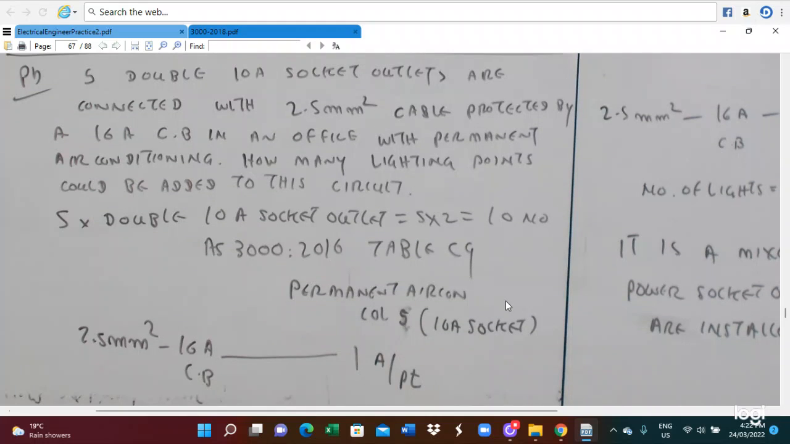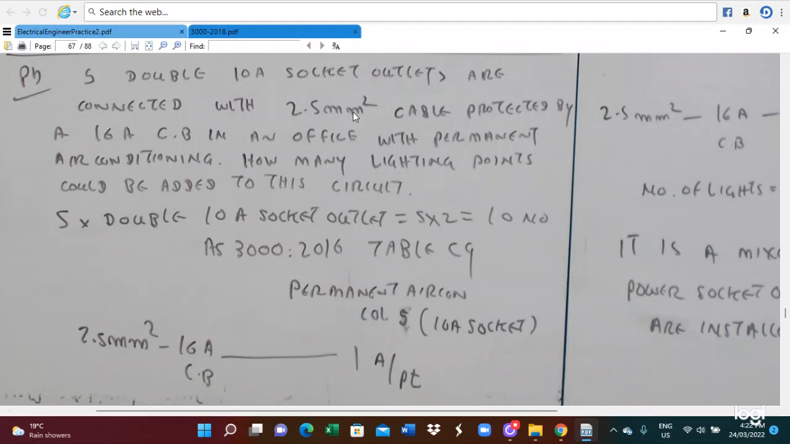The next one is 5 double 10 ampere socket outlets. They are connected with 2.5 millimeter square cable, protected by a 16 ampere circuit breaker, in an office with permanent air conditioning. So the cable size is 2.5 millimeter square and the circuit breaker size is 16 ampere. So we install the 10 ampere socket outlet.